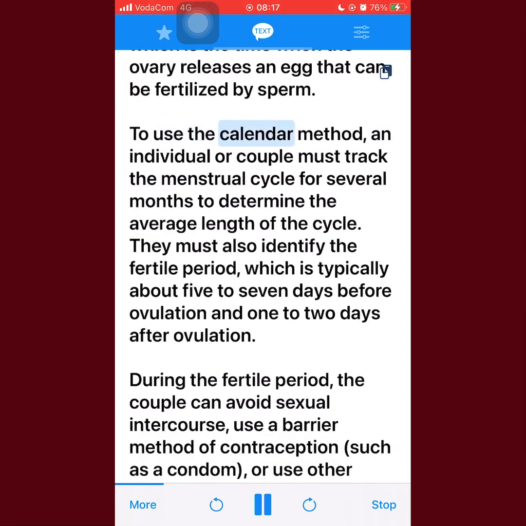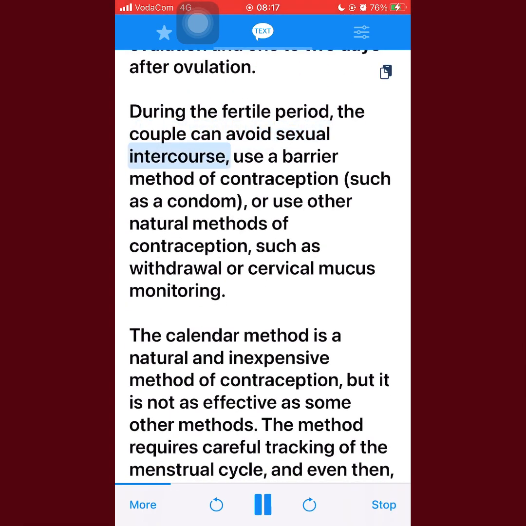To use the calendar method, an individual or couple must track the menstrual cycle for several months to determine the average length of the cycle. They must also identify the fertile period, which is typically about 5 to 7 days before ovulation and 1 to 2 days after ovulation. During the fertile period, the couple can avoid sexual intercourse, use a barrier method of contraception such as a condom, or use other natural methods of contraception, such as withdrawal or cervical mucus monitoring.